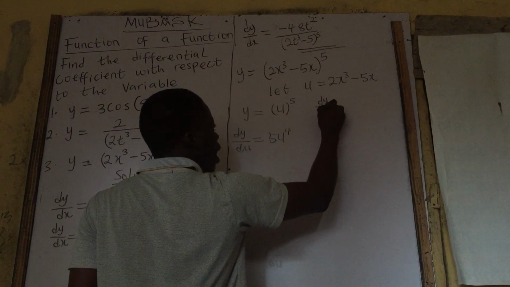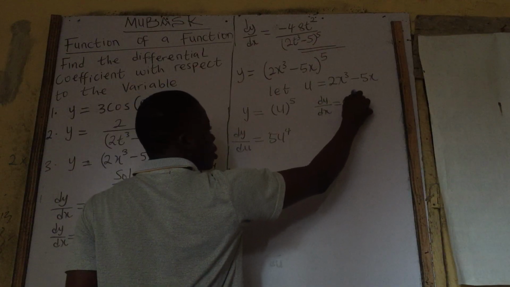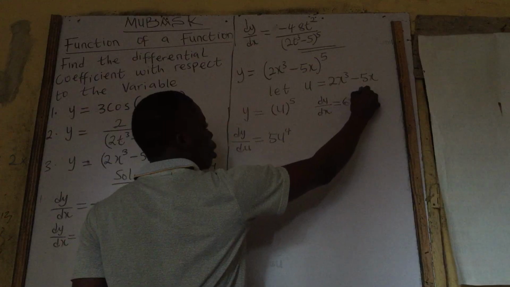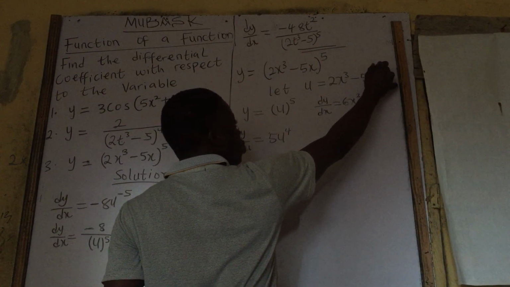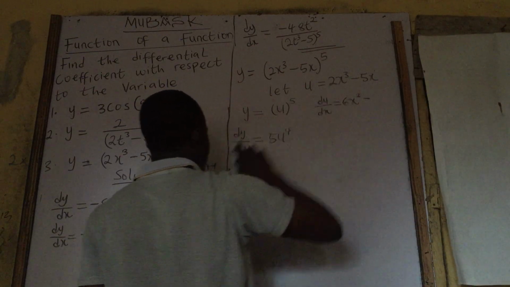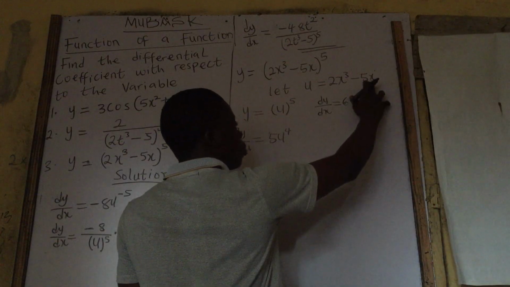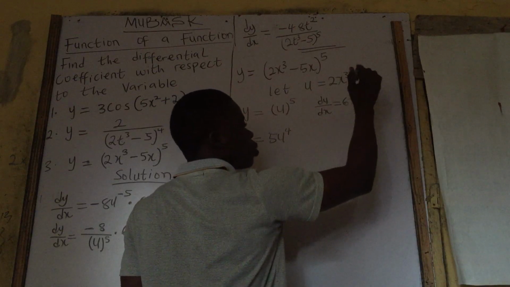du over dx also equals what? 3 times 2 is what? 6. 3 minus 1 is what? 2, so x raised to power 2, minus 5. Our power here is what? 1, which is 5x raised to power 1 minus 1, which is 0. x raised to power 0 is what? 1. 5 times 1 is what? 5.